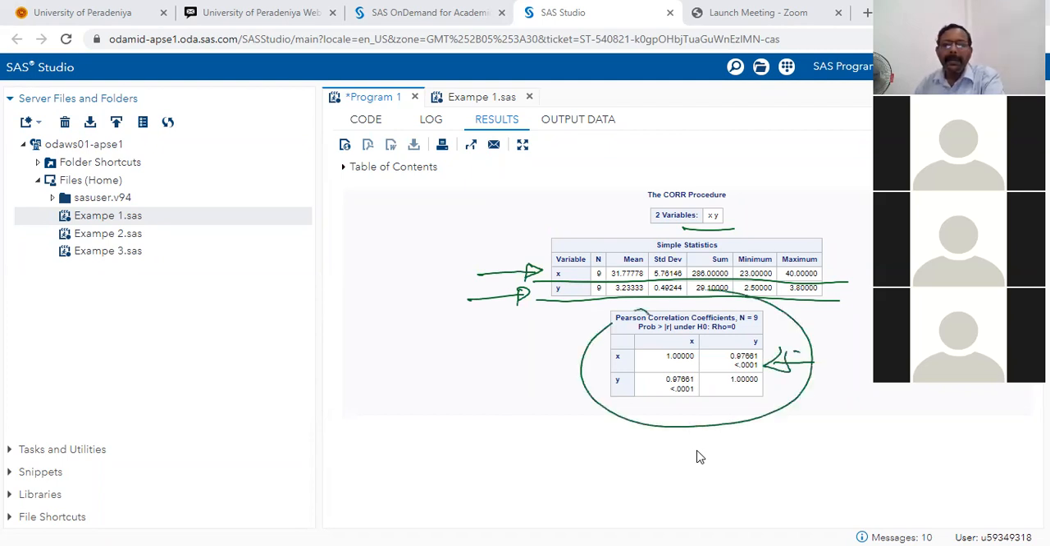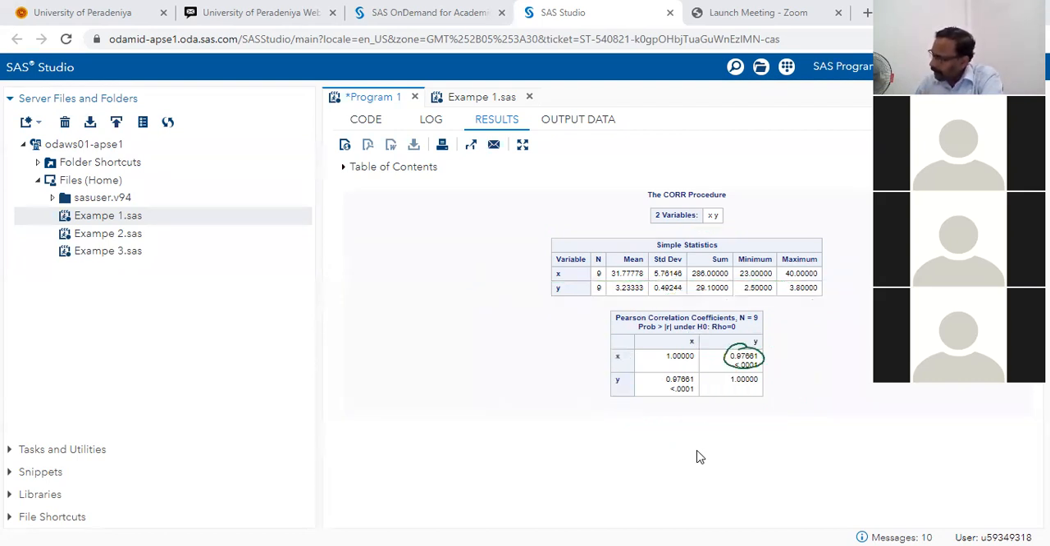So look at this table. This is called a correlation matrix. You have learned matrix, right? How X is correlated with X, that is perfect correlation, 1. How Y and Y are correlated, that is perfect correlation, 1. This one and this one are the same, because this is Y versus X, and this is X versus Y. Both are the same answer. You can look at only one answer. So two pieces of information are there.